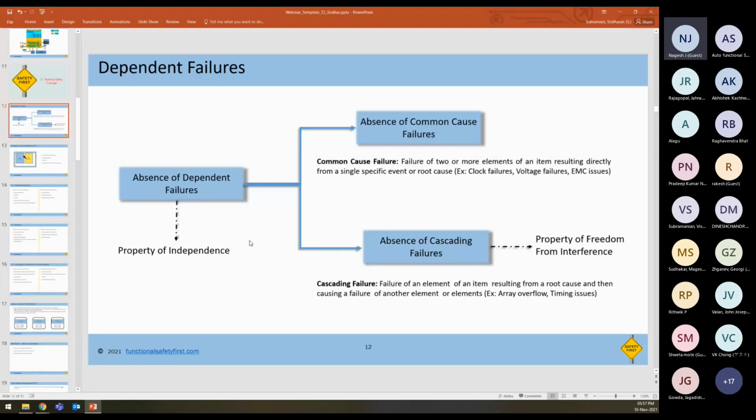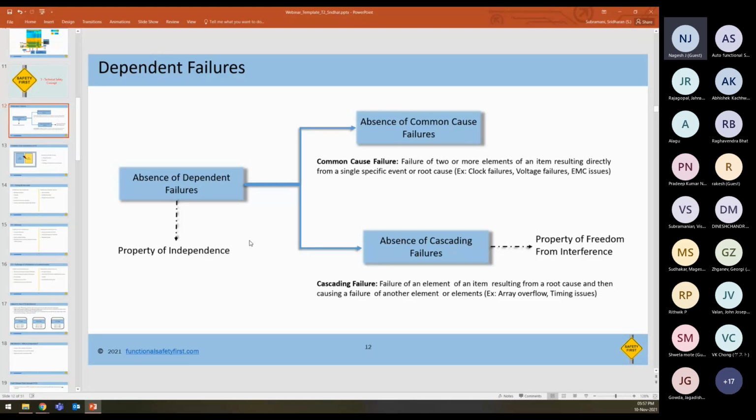So just to simplify, when we talk about the property of independence, it is also called absence of dependent failure. So when we talk about dependent failure analysis, we are ensuring independence, and independence consists of 2 aspects. One is the absence of common cause failures, and the other is the absence of cascading failure. And the absence of cascading failures is also called the property of freedom from interference.